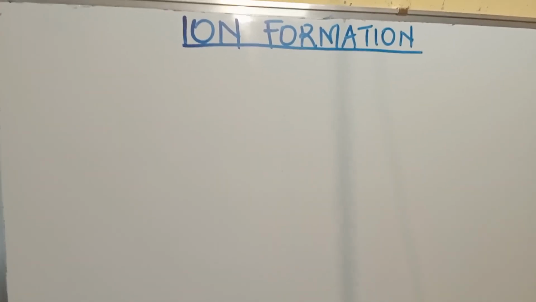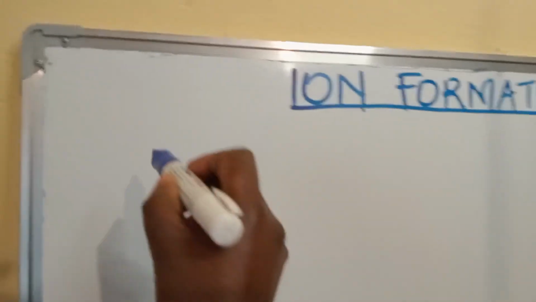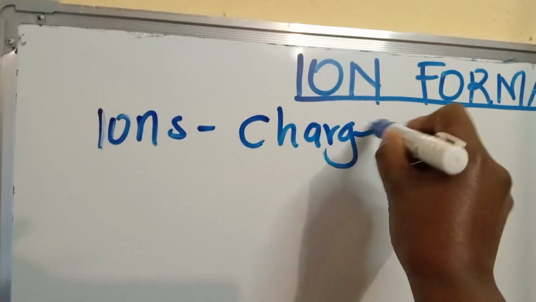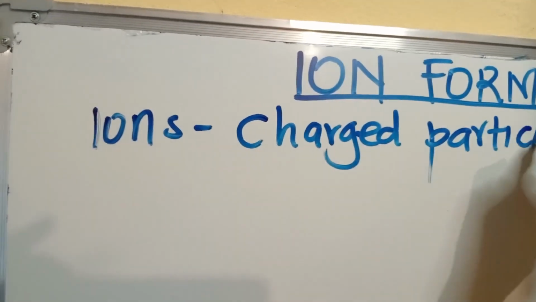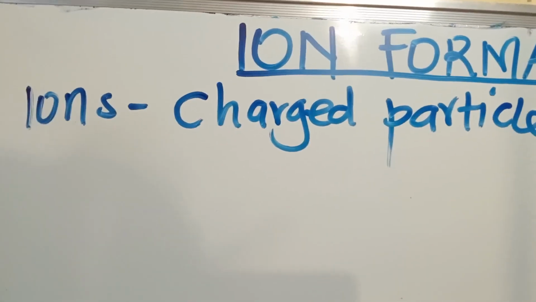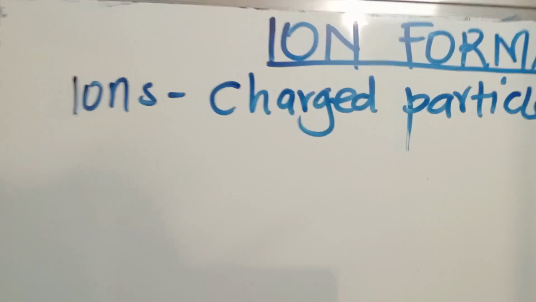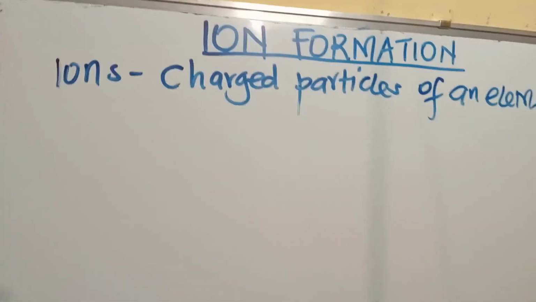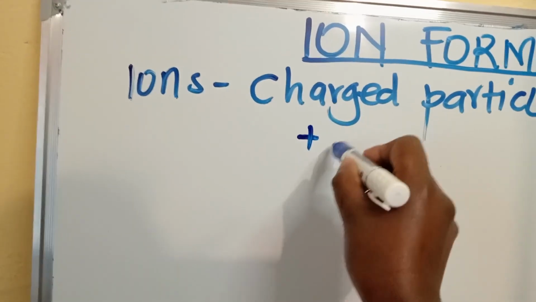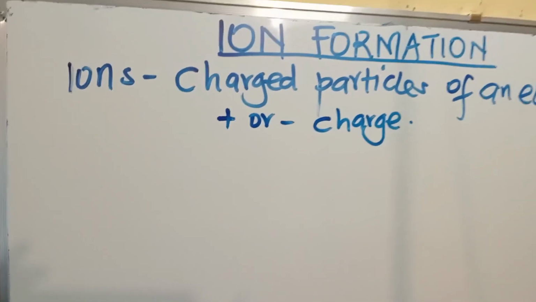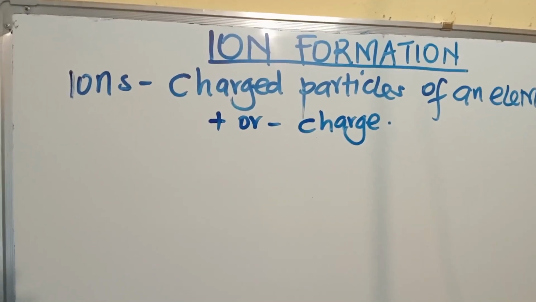So we begin. What are ions? Ions are charged particles of an element. And when you hear that they are charged particles of an element, it means with the charge there is either the positive or the negative charge that will be on either the metal or the non-metal.